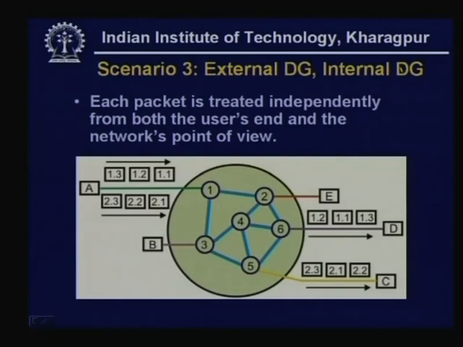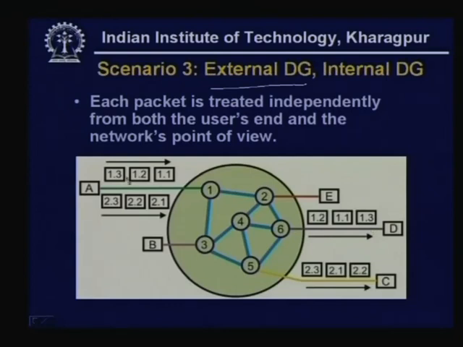Coming to scenario 3, where it is external DG and internal DG. Here, as you can see, the packets can be delivered out of order, and once it enters the network, inside the network also it may go through different routes. Since it is external datagram, the nodes do not buffer the packets or arrange the packets in proper order. The way it is received here is sent to the destination, and as a consequence you find that the packets have reached the destination out of order.